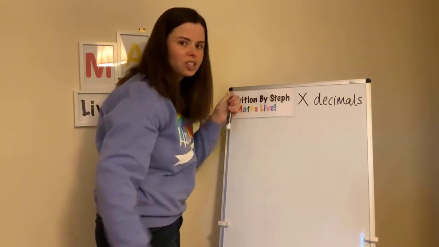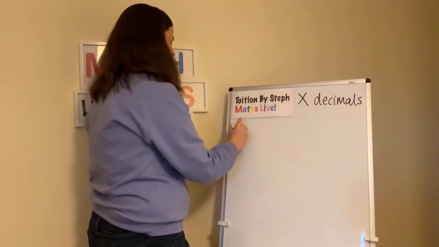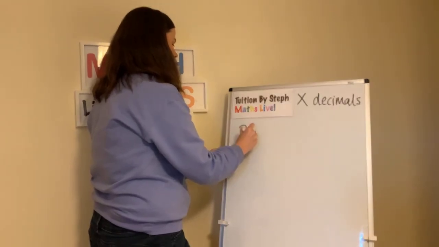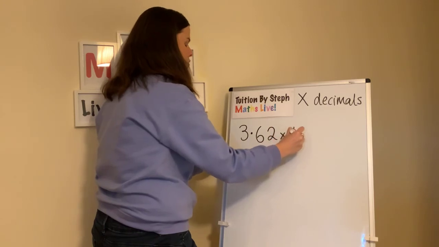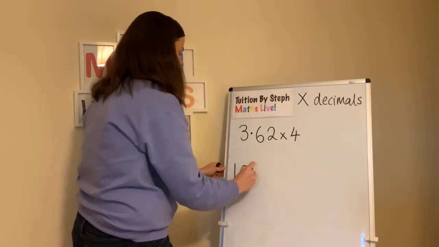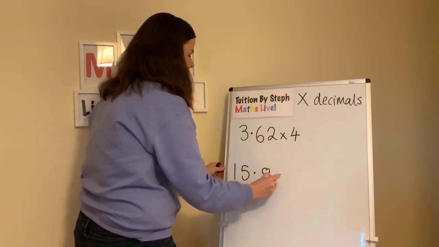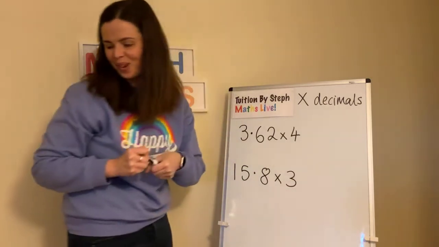So what I'm going to give you now is 2 questions to have a go at. You ready? So your first question is 3.62 times by 4. And your second question is 15.8 times by 3. Have a go at those.